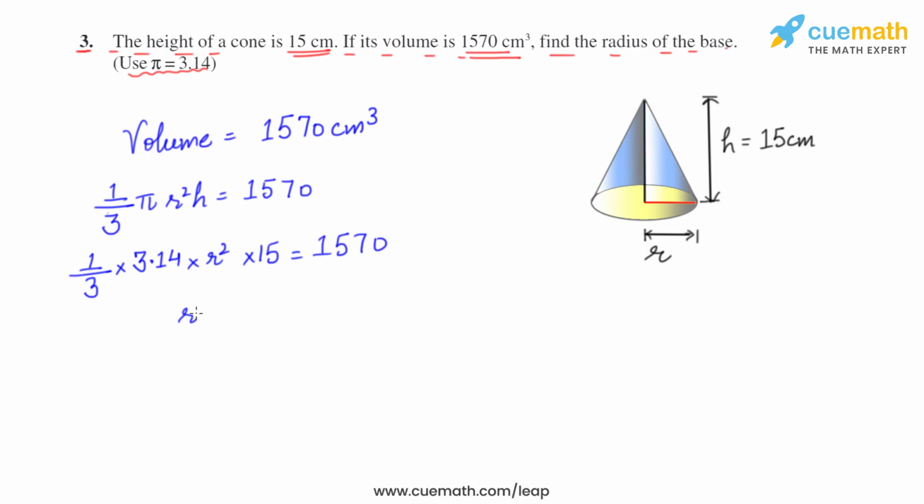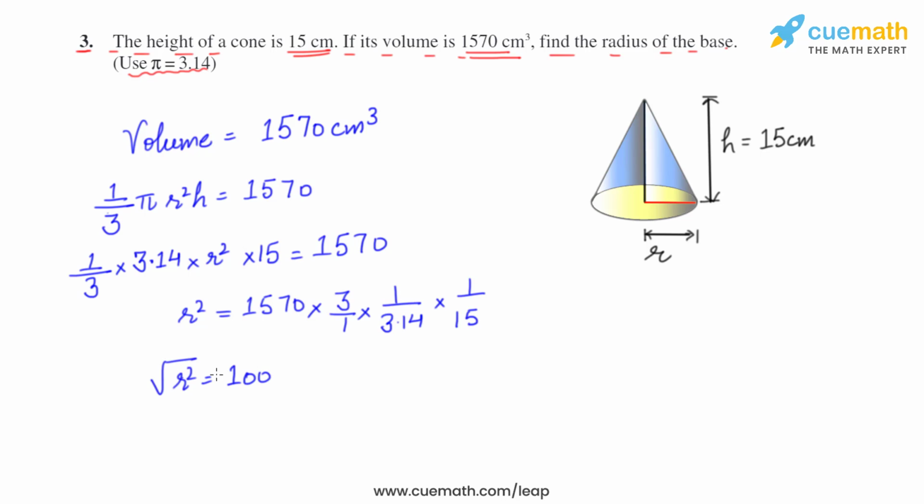1570. Transpose everything to the right side except r square. So 1570 multiplied by 1 by 3 gets reciprocal, 3 by 1, into 3.14 changes to 1 by 3.14, and 15 changes to 1 by 15. So it comes out to be r square is equal to 100.